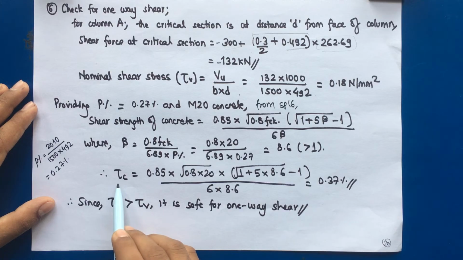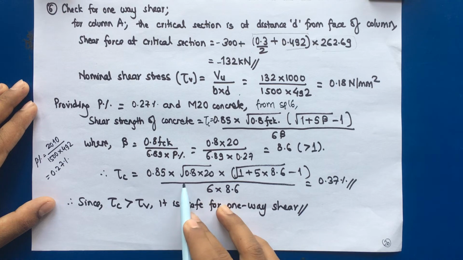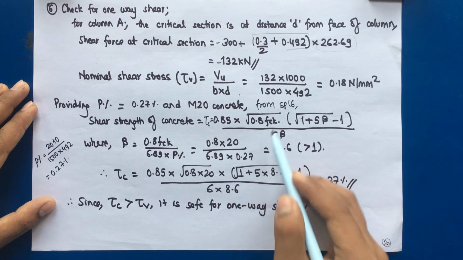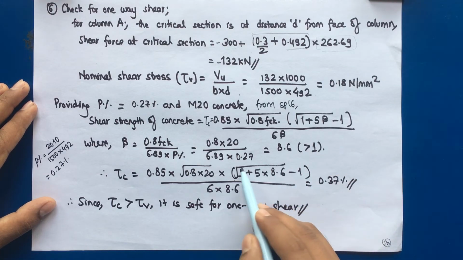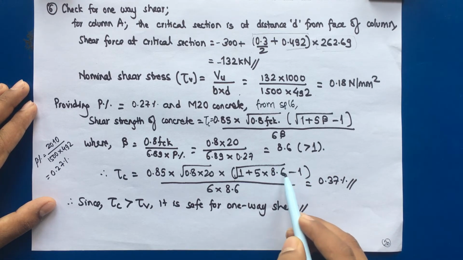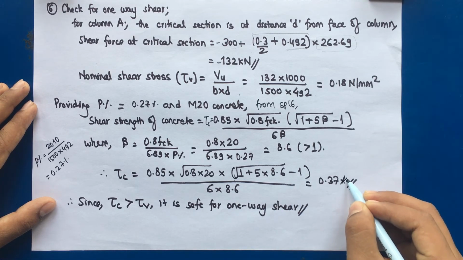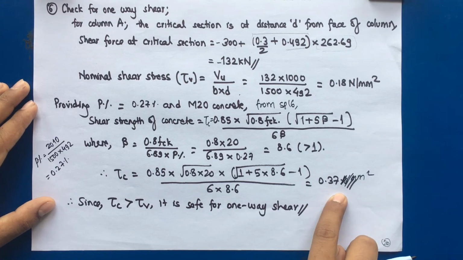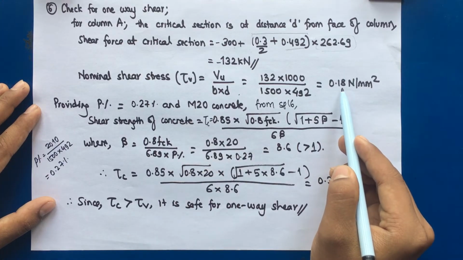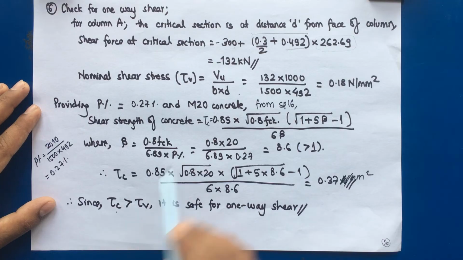Now substitute the value in tau c: 0.85 into under root 0.8 into 20 into under root 1 plus 5 into 8.6 minus 1. This square root is different. Okay, the minus 1 value is out of the square root, so this comes as 0.37 Newton per mm square. Since the nominal stress, which is 0.18, and shear strength 0.37, so tau c is greater than tau v, it is safe for one-way shear.